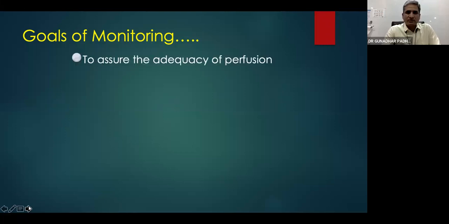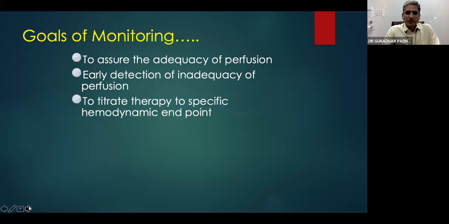First thing is to ensure adequacy of tissue perfusion, early detection of inadequacy of perfusion, and to titrate the therapy to specific hemodynamic endpoints. So the intensivist is concerned, what are your endpoints? Where you need to stop the fluid, where you need to give the fluids, and what are your endpoints of hemodynamic monitoring? That is very, very important.